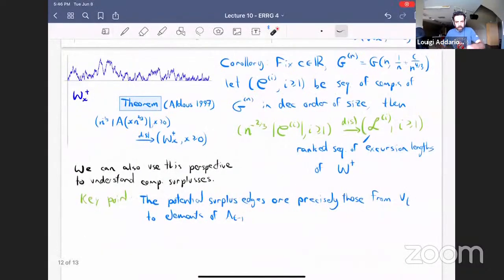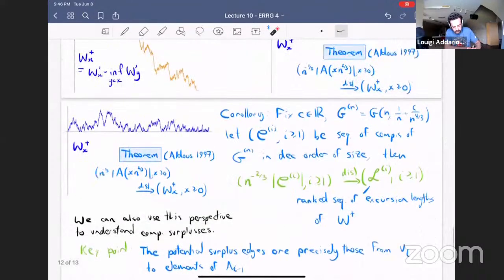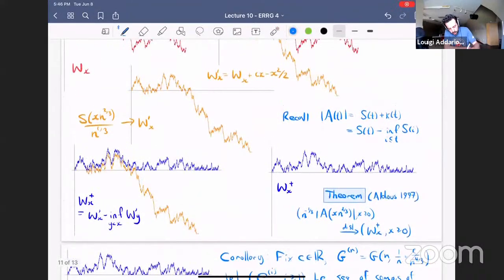So in the limit, this says that this process is not just encoding the Q length and therefore the size of the component. It's also telling us about how many possibilities there were for surplus edges as we went along, right? And the number of possibilities is precisely proportional to the area under one of these excursions.